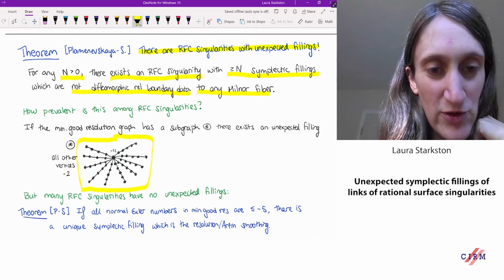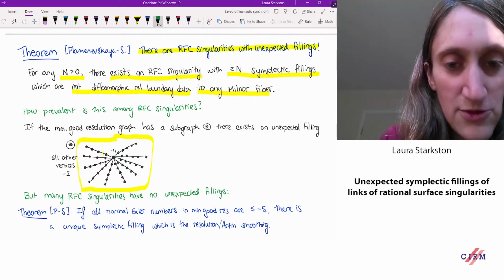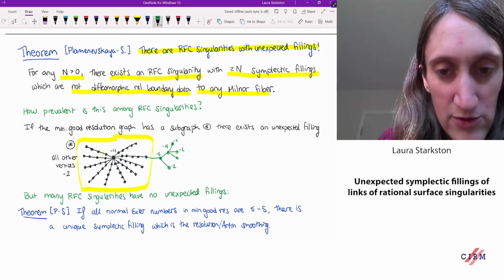So this was the first example, but what we can show is that if you find this example as a subgraph of any other example, so maybe I can extend this to some other singularity with reduced fundamental cycle, then this new graph still has unexpected fillings. And so for this first one, I can say there's at least one unexpected filling. For our result to get at least n symplectic fillings, it's a similar picture, but there are more arms and they're longer, and the coefficient on the central vertex becomes more negative with more arms.